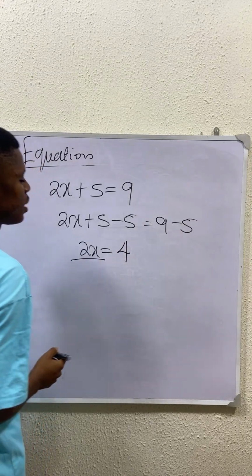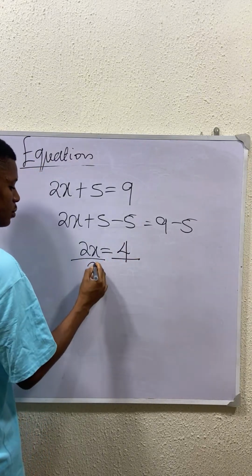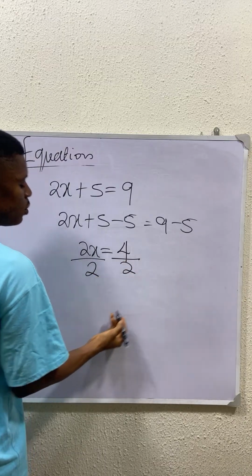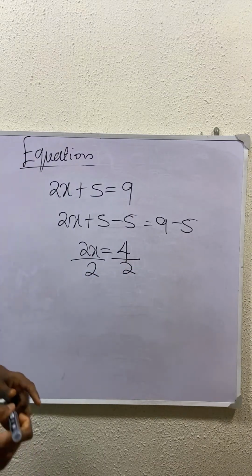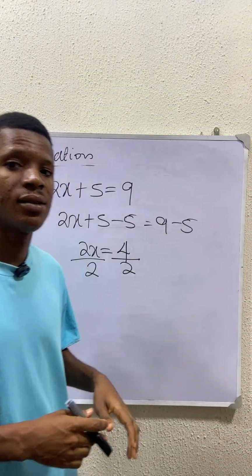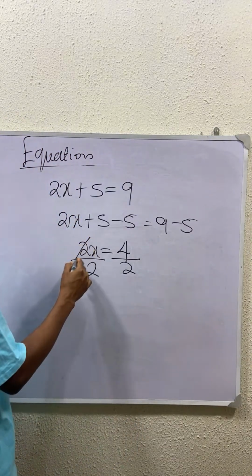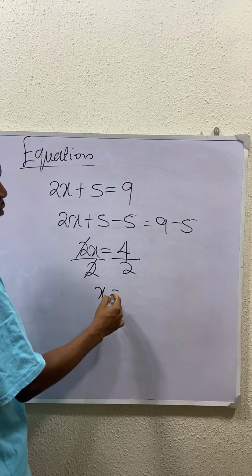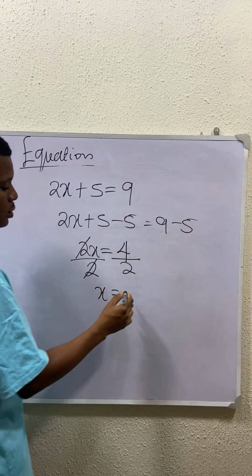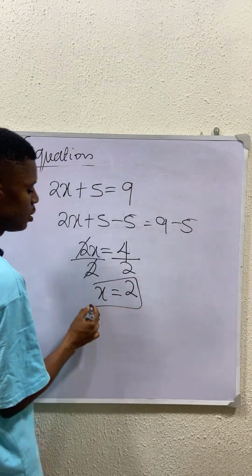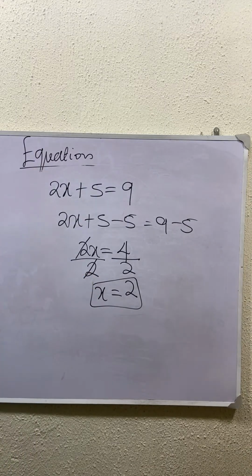To get x, we have to divide through by the coefficient, which is 2. Whatever you do to the left-hand side, also do it to the right-hand side, okay? So you have to cancel out. So you have x is equals to 4 divided by 2, which is 2. So x can be 2. So 2 is the only number that can satisfy the given equation.